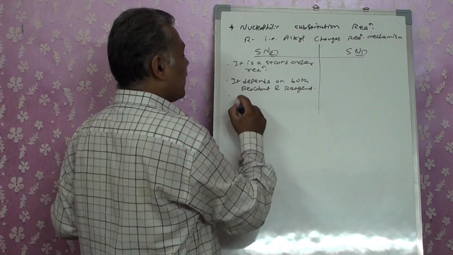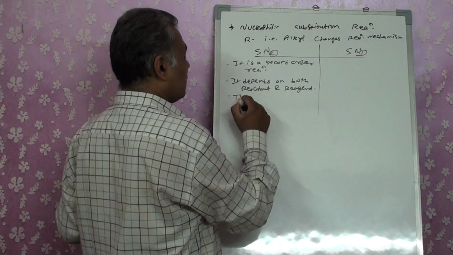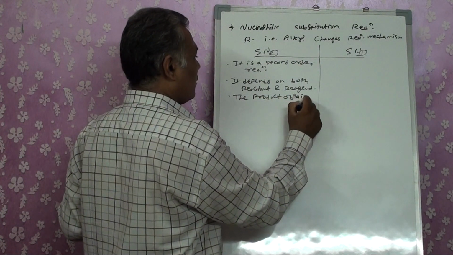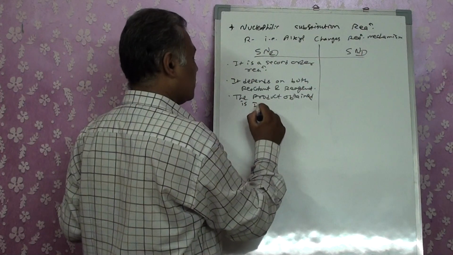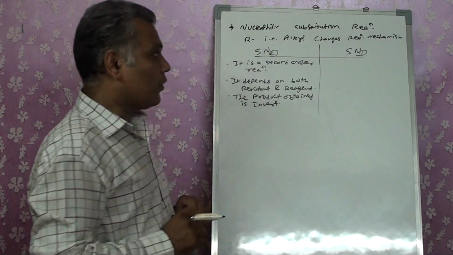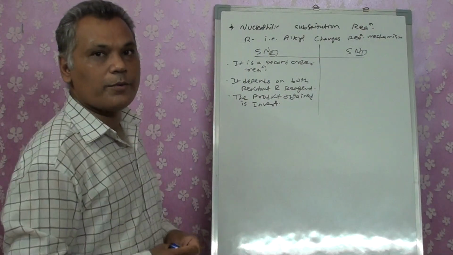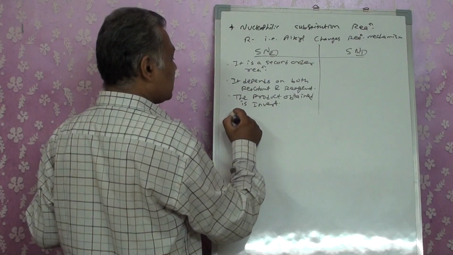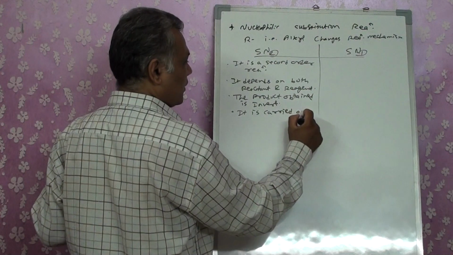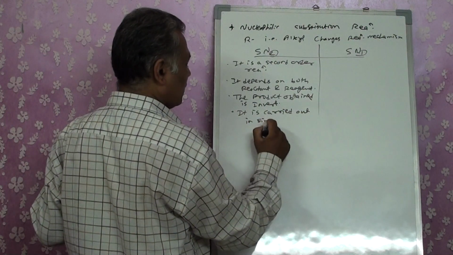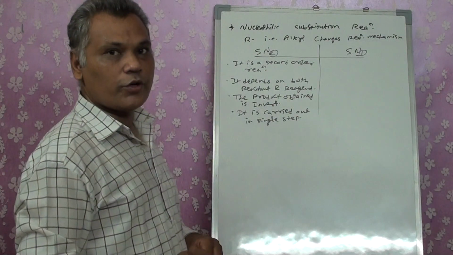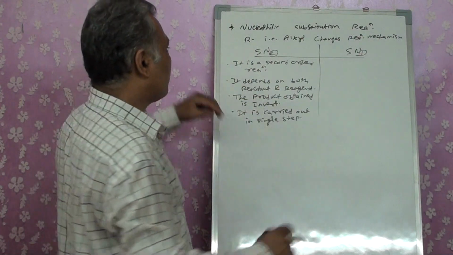right? This reaction gives us inversion. The product obtained is inverted, right? We know that we studied inversion, opposite direction. The reason is it is carried out in a single step. No intermediates are there for it.